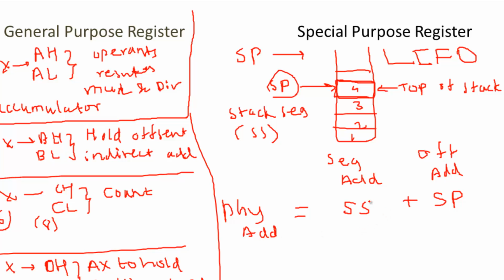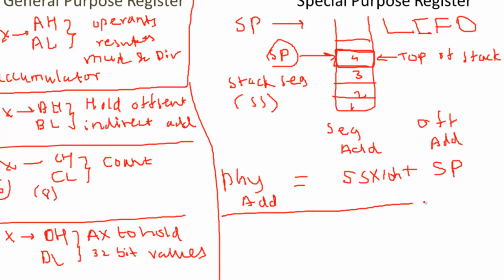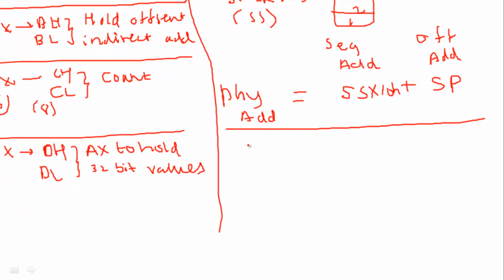Now, to get the exact physical address, we need to multiply the segment address by 10h. There was a formula. Check out the last tutorial about the BIU, and you will get the physical address of this 4. In this way, SP works, and SP holds the offset address of the stack. Now, second register which we have is BP, that is base pointer.